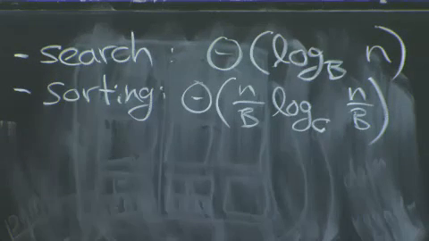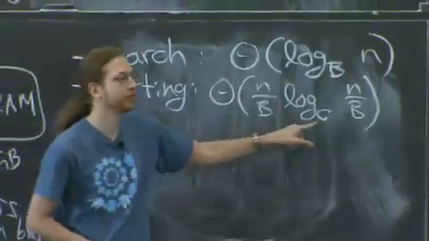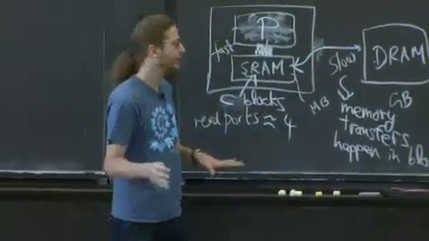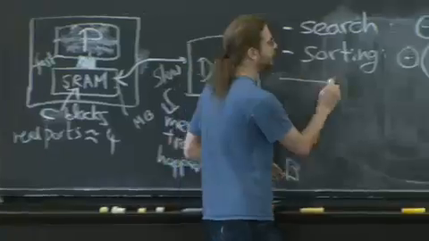What's really cool is you can achieve these bounds even if you don't know what B is and if you don't know what C is. There's one algorithm that, whatever the underlying architecture is, will still achieve the same bounds. Those are called cache oblivious algorithms, and they were invented here at MIT.